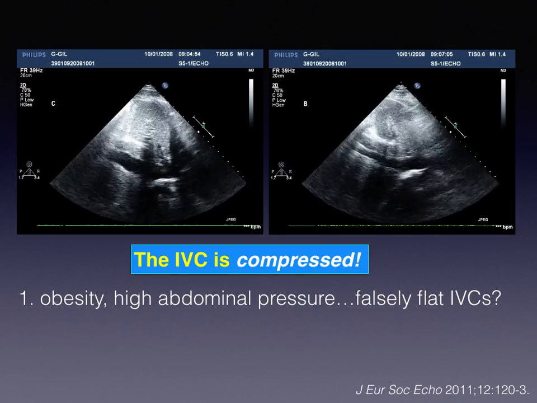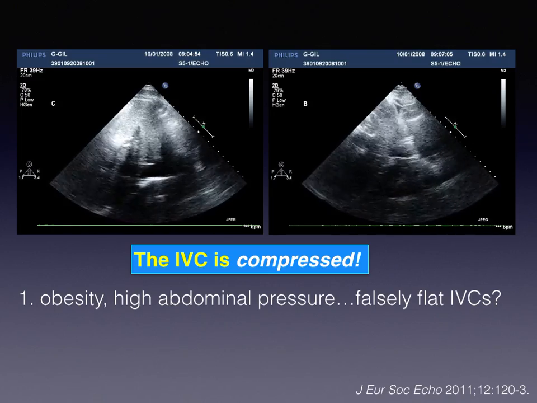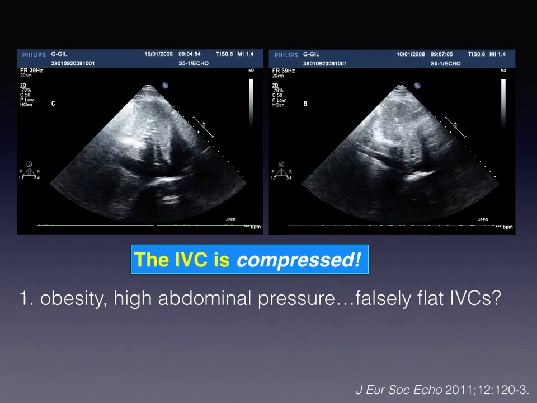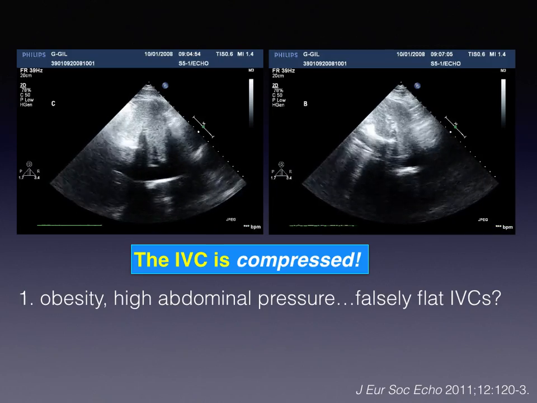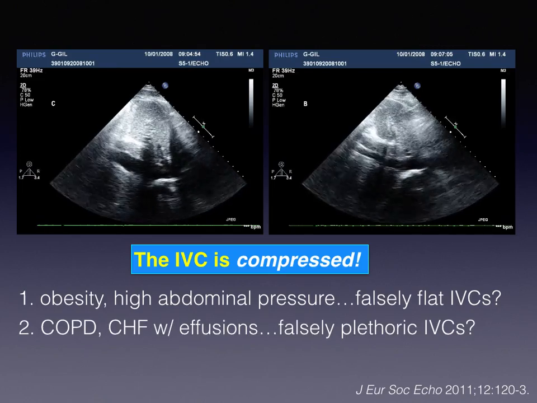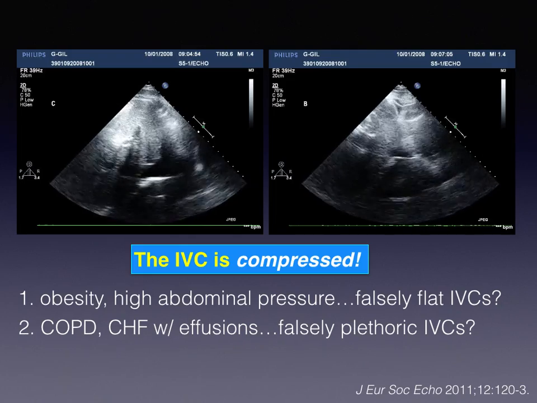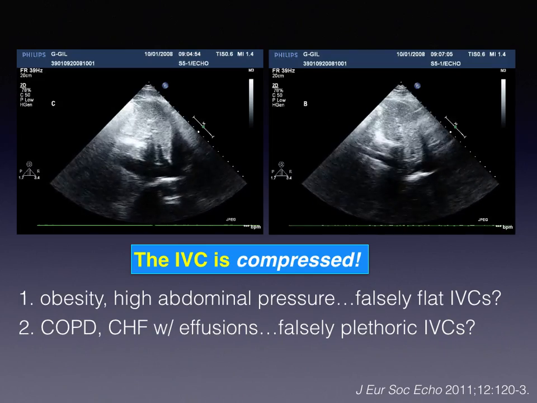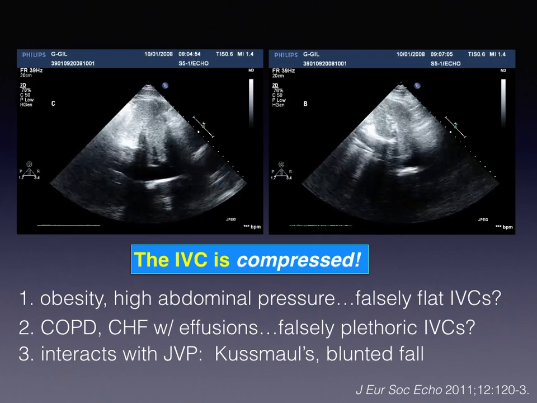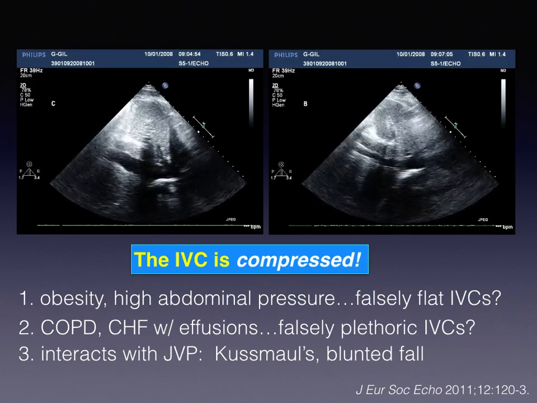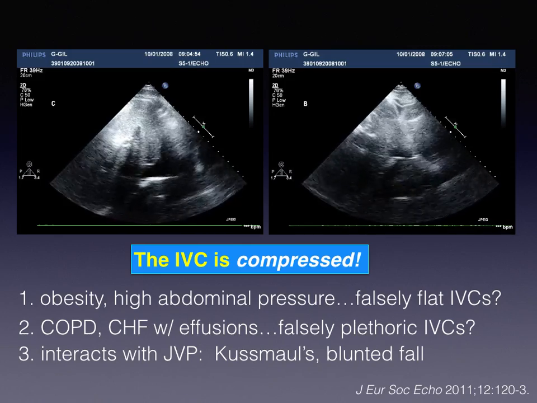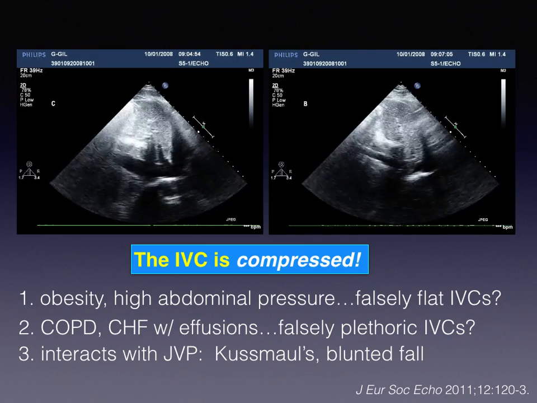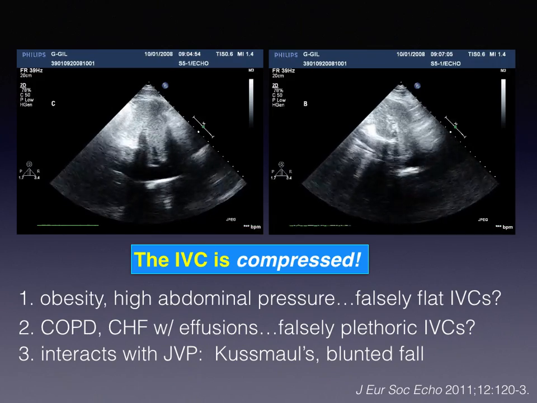So this has implications regarding patients who are obese, who have a very heavy and large liver, who have high intra-abdominal pressures due to intra-abdominal fat or ileus, both of which may cause compression or spuriously flat IVCs. Conversely, in patients with COPD or CHF where their diaphragm does not descend and is dysfunctional or flattened, perhaps they have falsely plethoric IVCs, suggesting that they have cor pulmonale or CHF. And then finally, what's very interesting about this is that if one believes that right atrial pressure is shared by both IVC and SVC flow, then you can start to understand how Kussmaul's signs and blunted or exaggerated falls are caused in the JVP in patients with diaphragmatic dysfunction.